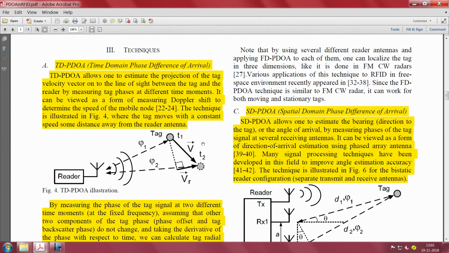Now, he says if you look at this, note that using several different reader antennas and applying FD PDOA to each one of them, one can localize the tag in 3 dimensions like it is done in FMCW radars. This makes one critical assumption, I will just leave it there. You have a large sweep bandwidth, only then is this a good technique for you to try. Now, that brings us to the third way of localizing, which is based on the spatial domain phase difference of arrival.